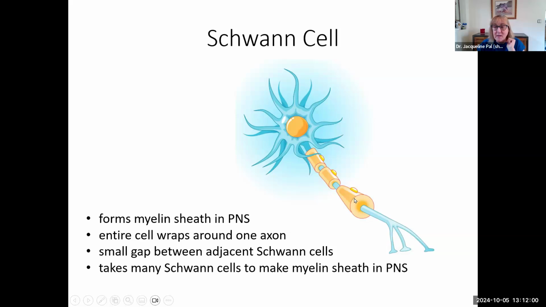This cell doesn't have any processes. What's happening is this cell wraps itself around part of an axon. And so we're going to have multiple different Schwann cells wrapping themselves around the axons, and there's going to be little gaps around them. So it's going to take a lot of Schwann cells to make a myelin sheath in the peripheral nervous system. We'll be coming back shortly to talk about this myelin sheath and the whole point of this.